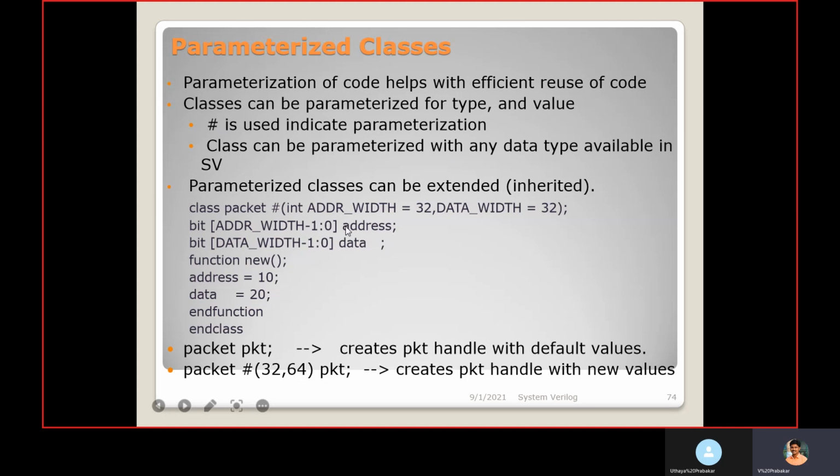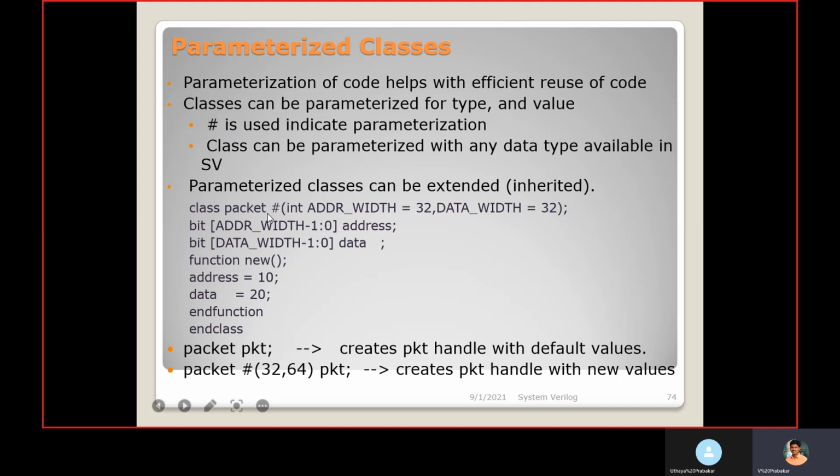See, don't think of all the possibilities in the below example. Hash is used to indicate that it is a parameterized one. And a class can be parameterized with any data type available in SystemVerilog. So for type, we can use any data type that is available. A parameterized class can be extended; we can inherit the parameterized class. The types we will also see in the next slide. So this is one small example.